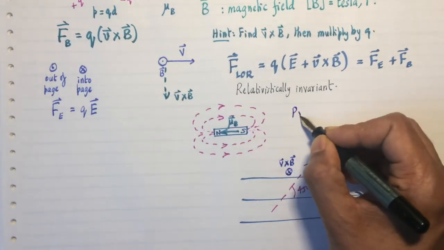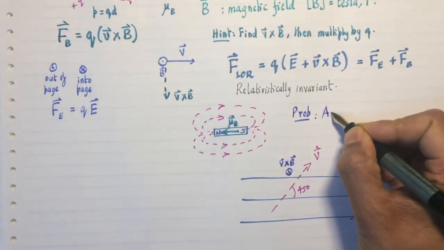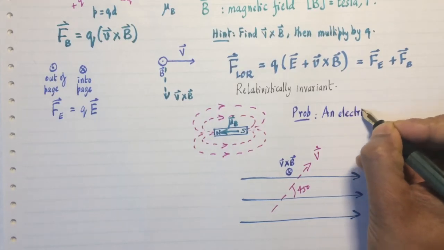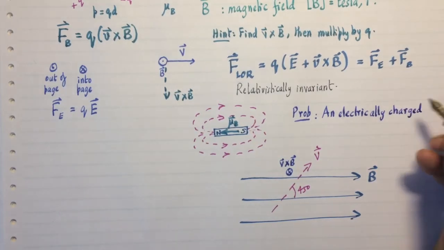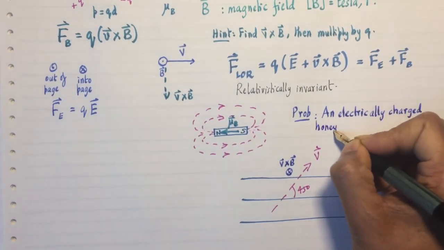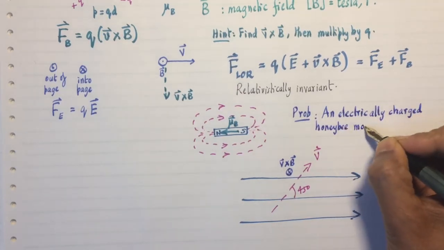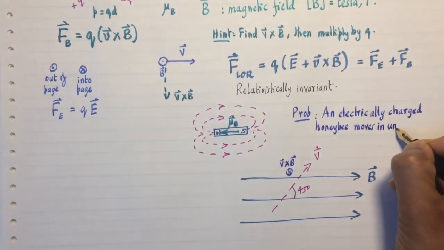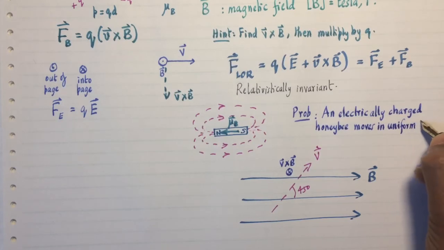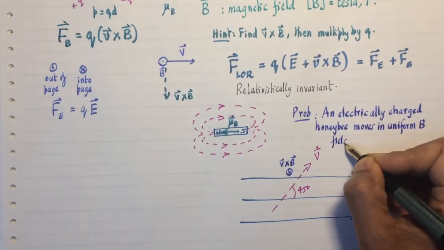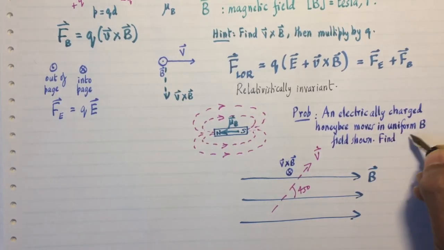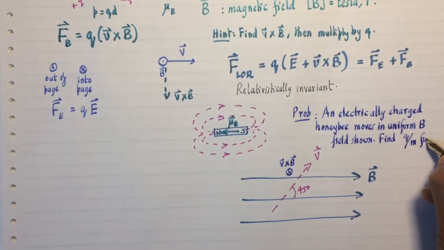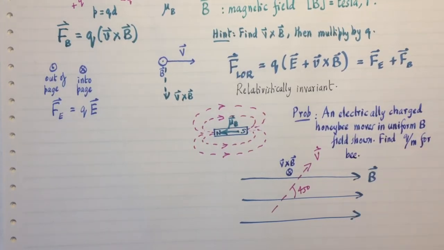How is it that I make the statement that it is still moving on the page? So here's a problem. An electron, or an electrically charged honeybee, moves in a uniform magnetic field shown. Find the honeybee's charge to mass ratio. So that's the problem I just made up as I was talking.